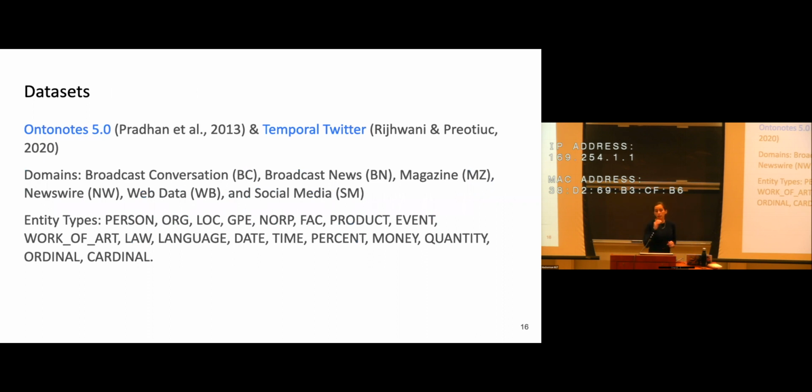The data sets we use to evaluate whether our approach works are OntoNotes 5.0 and the temporal Twitter data set from Rijhwani and Preotiuc-Pietro. And the domains we have there, OntoNotes is mostly broadcast, news, conversation data. And then the temporal Twitter data is social media. So we consider OntoNotes as domain 1, even though inside of OntoNotes, and we're going to see the experiments, there are subdomains represented in OntoNotes.